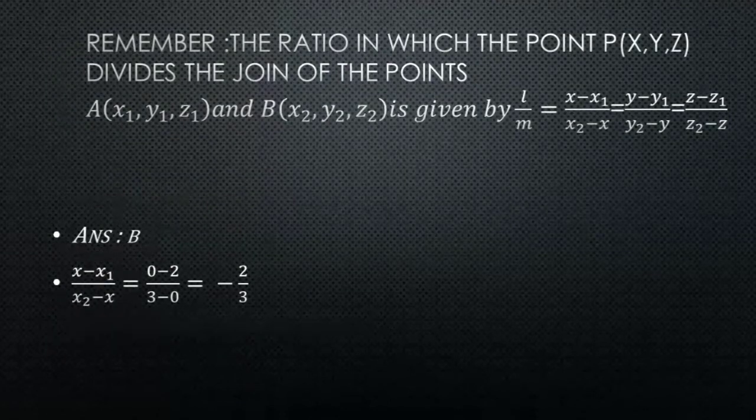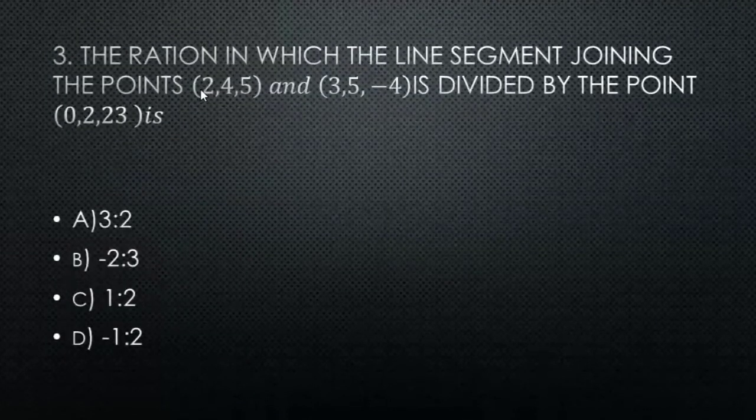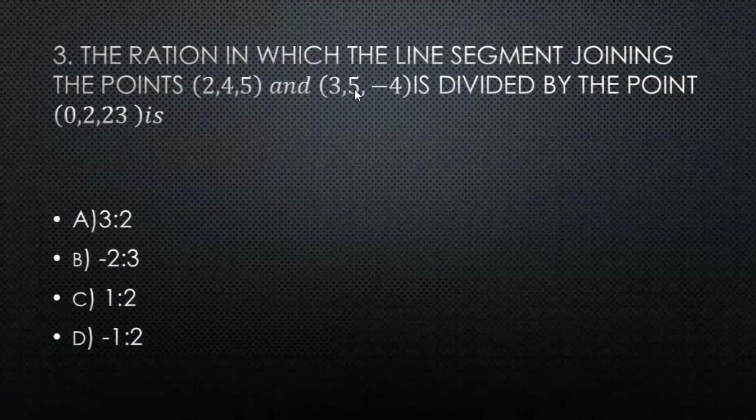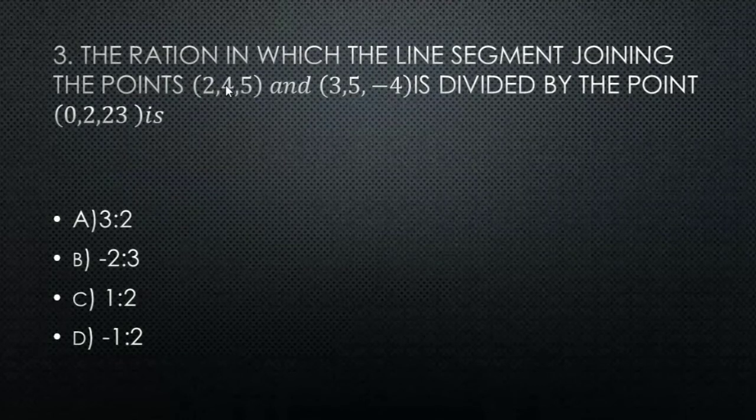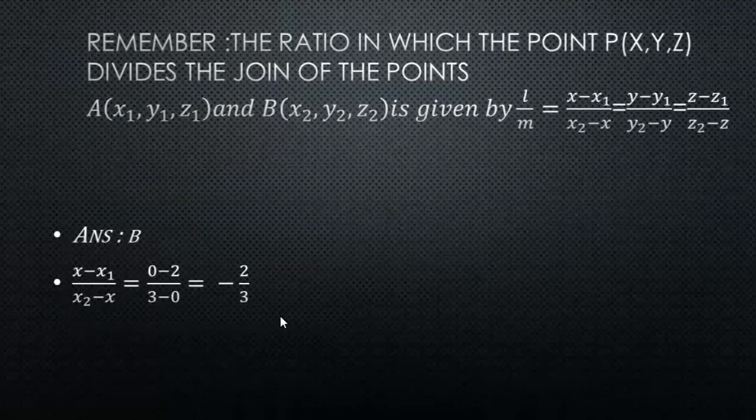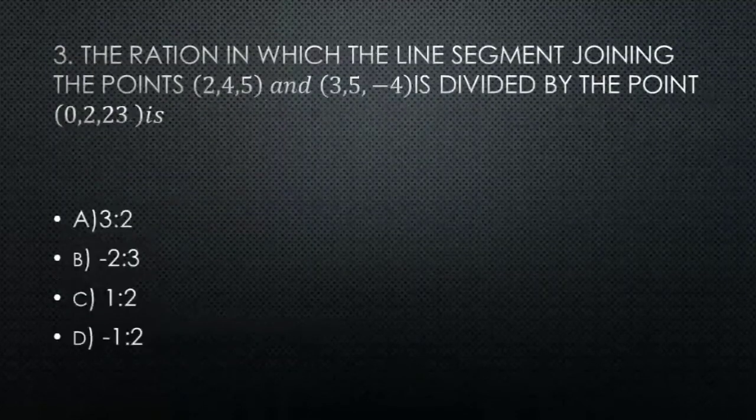So here L by M will be equal to x minus x1. What is the x point? X is here, it is 0. These are x, y, z, and here x1, y1, z1 and x2, y2, z2. Is it clear? Divided by the point, so this will be x, y, z. So it will be 0 minus 2 divided by 3 minus 0. So you will get the value as minus 2 by 3. Minus 2 by 3 is nothing but option B.